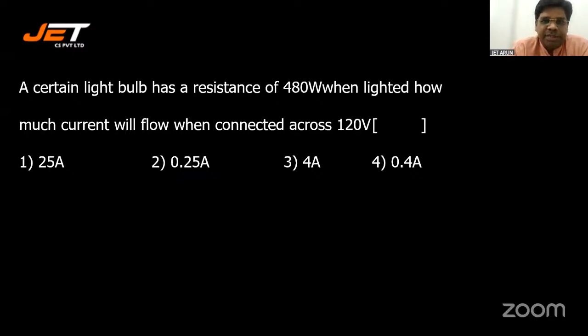A certain light bulb has a resistance of 480 ohms. Pardon my mistake here. That's not W, that's ohms. When lighted, how much current will flow when connected across 120 volts? If you connect it to 120 volts, how much current will flow? Through what? Through that resistor. What is the resistance value? 480 ohms. So which law do I apply? Ohm's law.